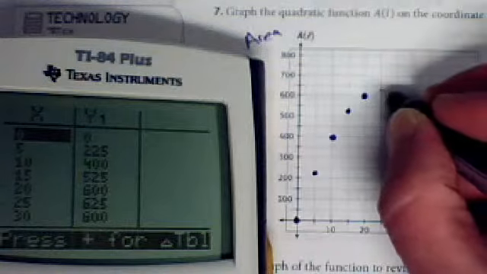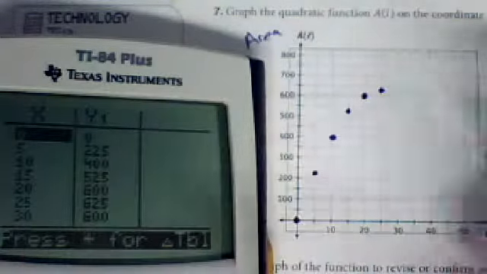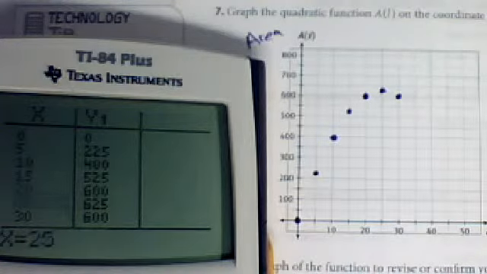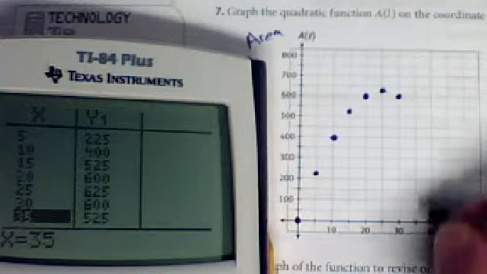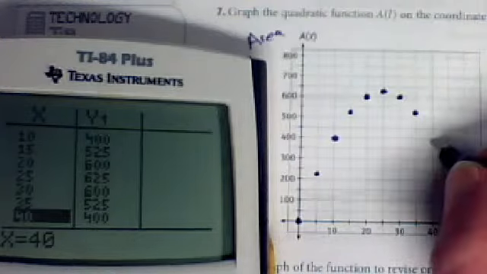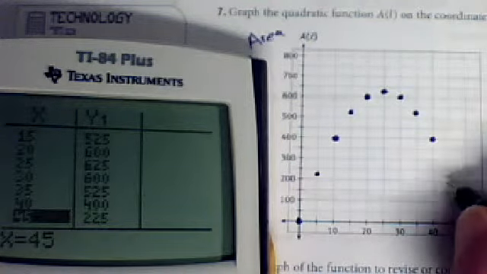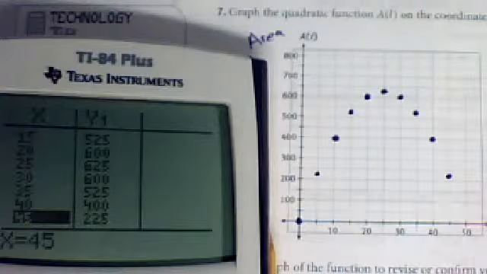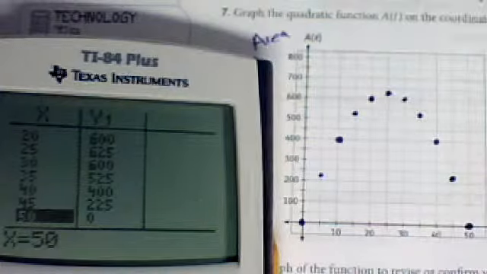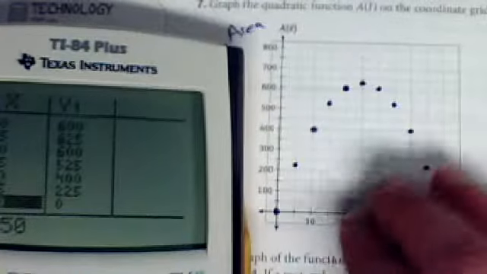25 went to 625. And 30 goes back down to 600. 35 goes to 525. 40 goes to 400. 45 goes to 225. And I bet 50 goes to 0. It does. Now, if I want to look at my picture on the calculator to make sure it matches my graph here, I want my window to be the same.